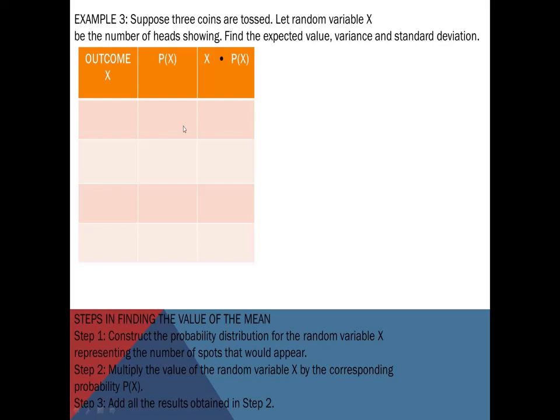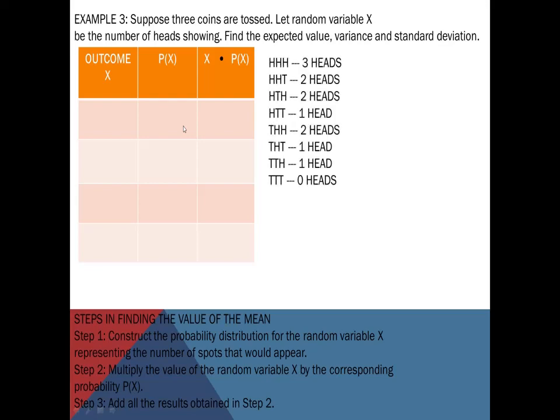So, if we toss 3 coins at the same time, we list the possible outcomes. Okay? So, let's list them. These are the possible outcomes if we toss three coins. There will be times when you toss three coins, it can be head, head, head that comes out. Right? So how many heads is that? 3 heads. Why are we only listing heads? We don't care how many tails come out.